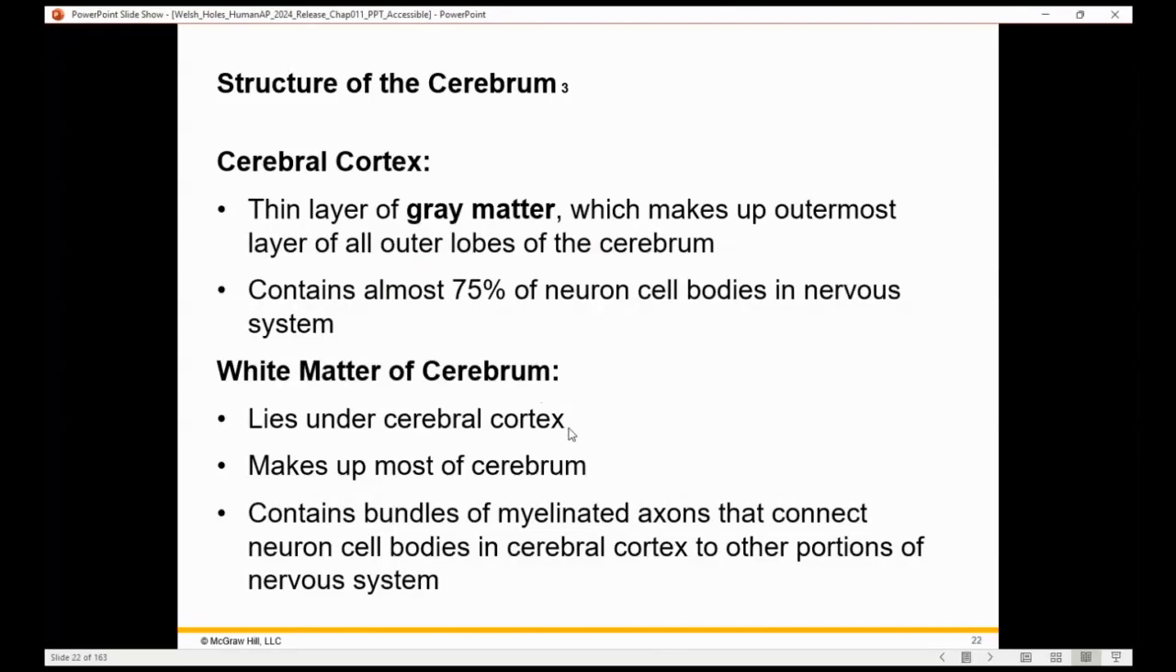Now, the white matter of the cerebrum lies under the cerebral cortex and makes up most of the cerebrum. It contains bundles of myelinated axons that connect the neuron cell bodies in the cerebral cortex to other portions of the nervous system.